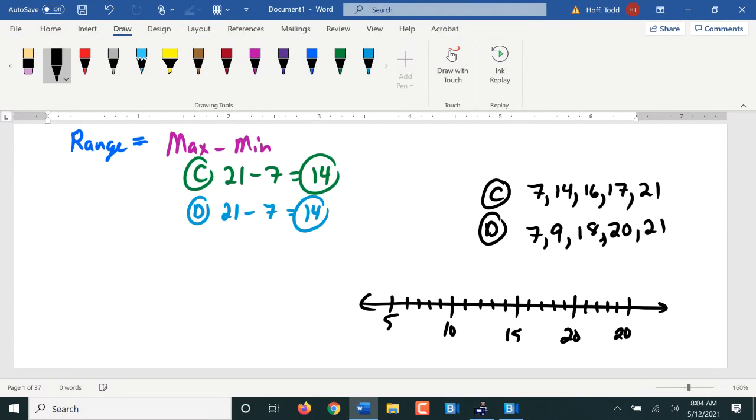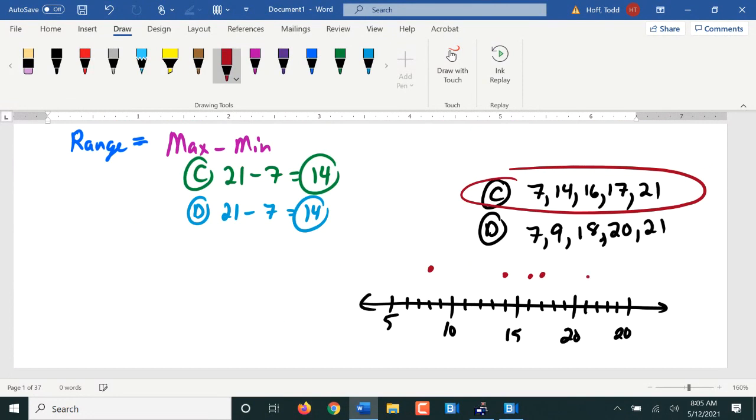it's a number line, right? I'm going to do set C in red. So I've got a number at 7, 14, 16, 17. I will do D in blue. I've got 7, 7, 9, 18, 20, and 21. I would say the blue ones are more spread out. They're more out to the ends than they are towards the center. But the range doesn't distinguish between them.